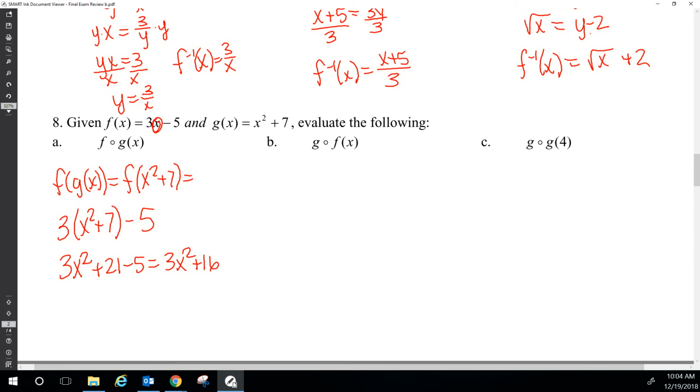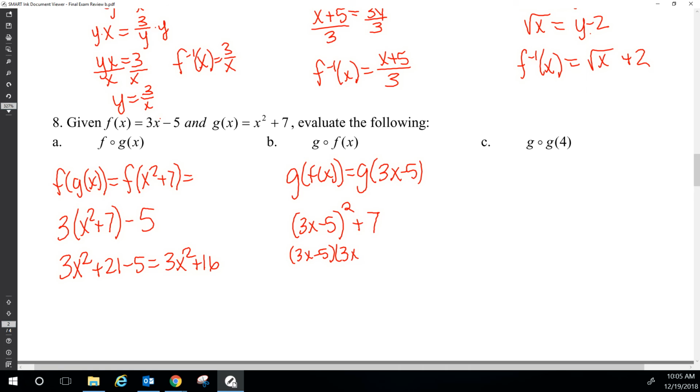For b, we're going to do the opposite. We're going to plug f into g. That would be g of this guy here, which is 3x minus 5. So instead of x squared, I have 3x minus 5 squared plus 7. All right, 3x minus 5 times 3x minus 5 plus 7. 3 times 3 is 9x squared. 3 times negative 5 is negative 15x. Minus 15x is negative 30x. Negative 5 times negative 5 is 25 plus 7, which gives us 9x squared minus 30x. Don't forget your x in there, plus 32.